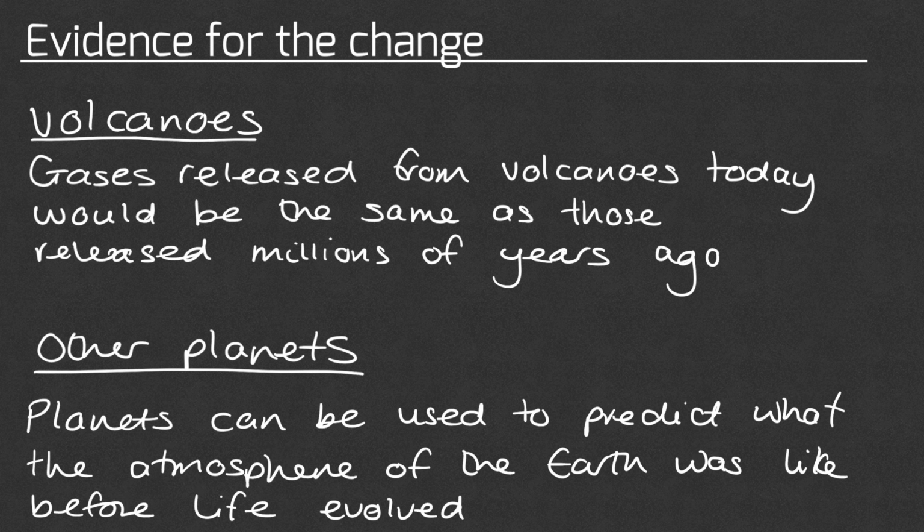We can also have a look at similar planets to Earth in our solar system, for example Mars and Venus. Those planets don't have life on them, and we know the early Earth didn't have life, so we can make an assumption that the compositions of the atmospheres might be similar.